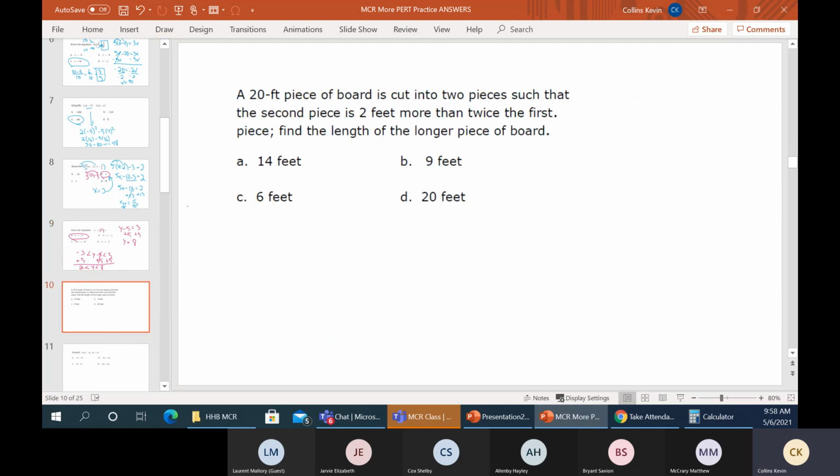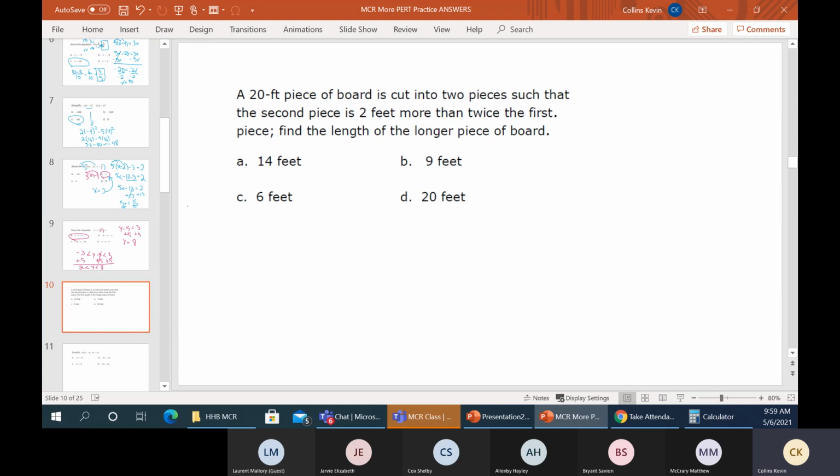All right, so this one says we have a 20-foot piece of board cut into two pieces such that the second piece is 2 feet more than twice the first piece. Find the length of the longer piece of the board. Before we even get started, which answer is automatically wrong? Think for a second.